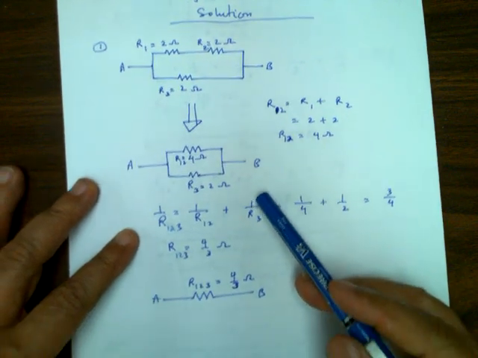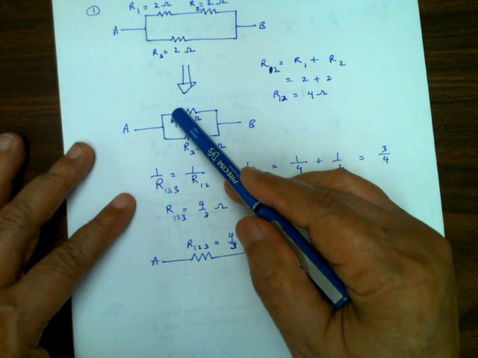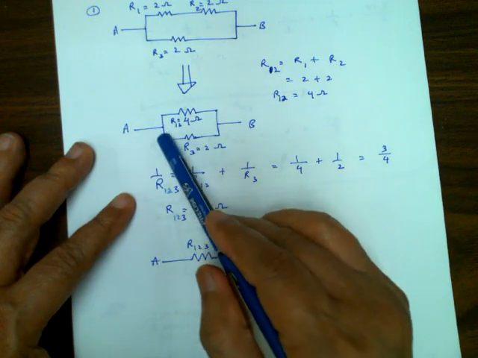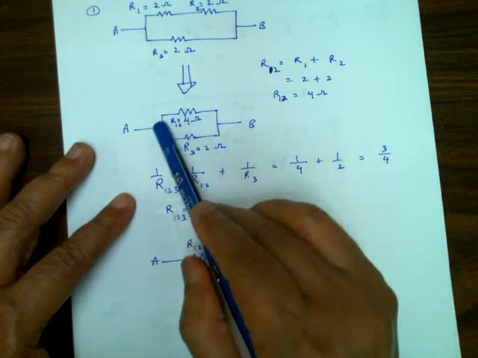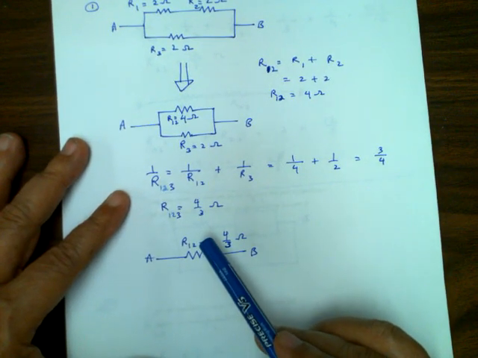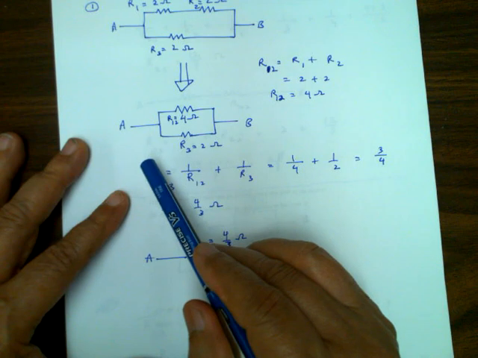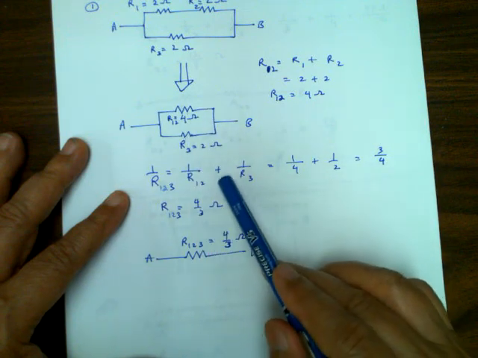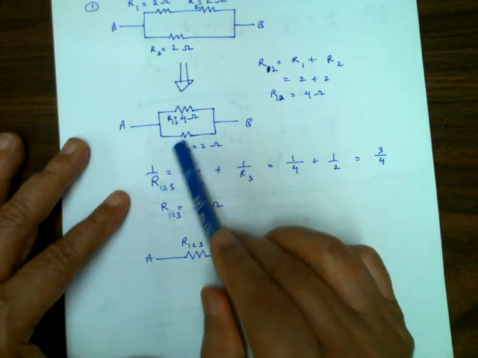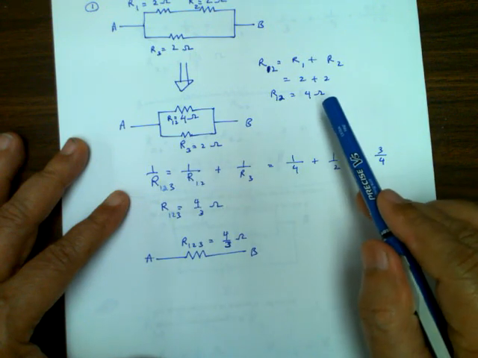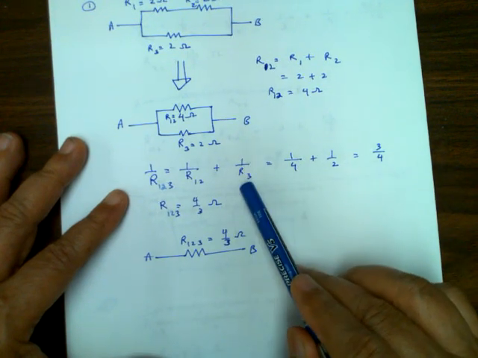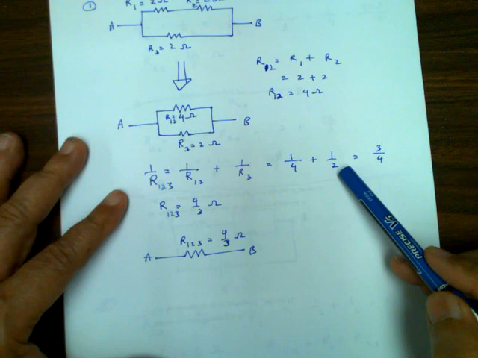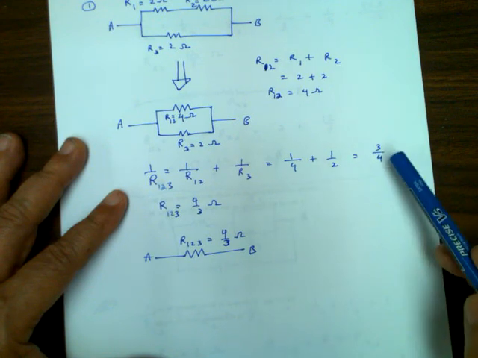But it's not done yet. Now I have this R12 in parallel with R3. So then I have to find the equivalent resistance of these two in parallel. The formula for resistors in parallel is 1 by R123 is 1 by R12, that's the top one, plus 1 by R3, the one at the bottom. So R12 is, as we found, 4. R3 is given as 2 ohms. So I get 1 quarter and a half. Add them up, half plus a quarter, you get 3 quarters.